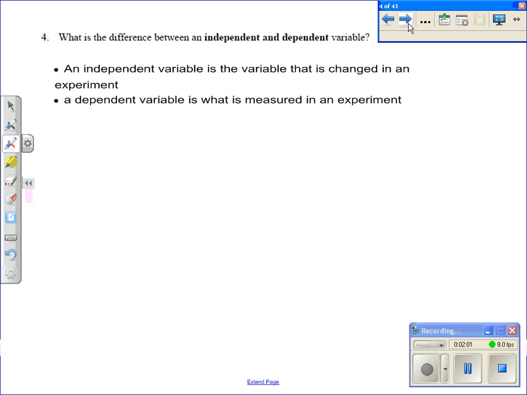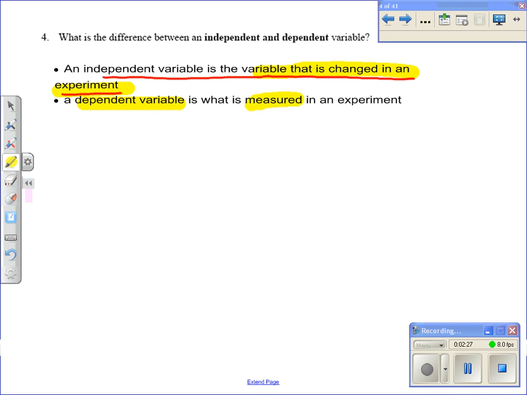Next one, difference between an independent and a dependent variable. Independent variable is the variable that you change during an experiment. So during a biology experiment, if you're watering plants with different amounts of fertilizer in them, and you vary the amounts of fertilizer, 10 grams, 15 grams, 20 grams, that's the independent variable. It's the variable that you change during the experiment. Okay? Dependent variable is what you measure. So let's say you're watering these plants and putting different fertilizers in them, and they have different plant heights. So measuring the plant height is what you measure. So dependent variable is what's measured. The independent variable is what's changed during an experiment.